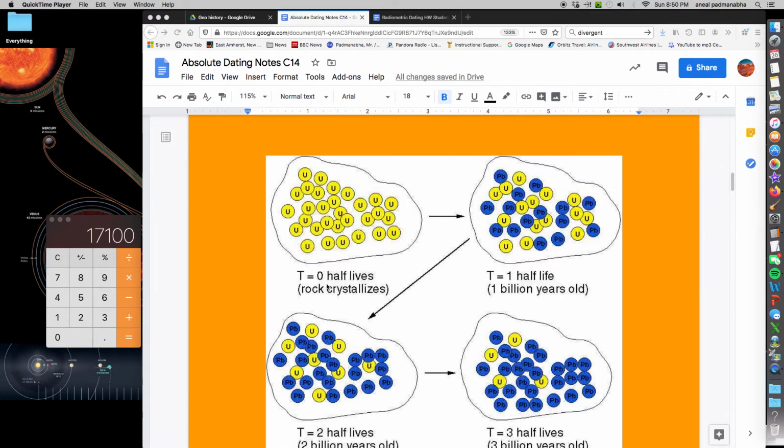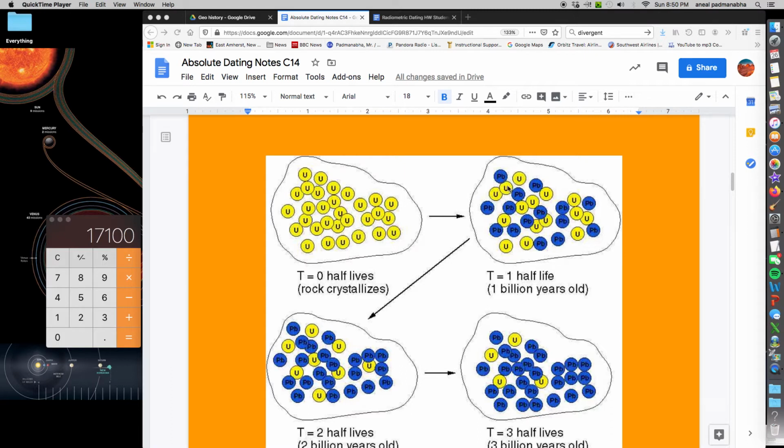Here's just another quick representation of, again, ignore this billion part of what it says down here for the actual ages. But here we have times 0 half-lives. We can go through here and count all the uranium. When it goes through one half-life, half these uranium will turn into lead. So after one half-life, T, half of those have turned into lead. If it goes through another half-life, which would be T2, the second half-life, half of the remaining uraniums will turn into lead.